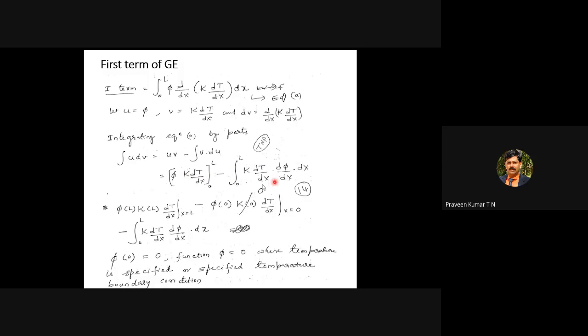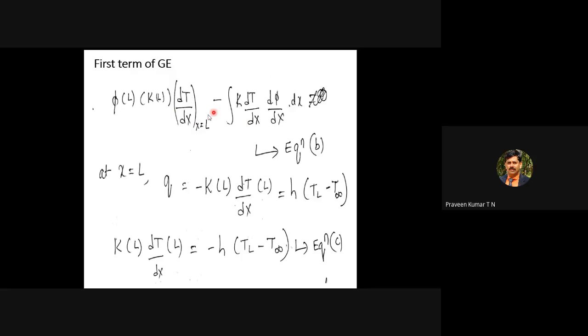Now the second term I am keeping as it is, I have not changed it. The second term you have to integrate once again. Only the first term has been simplified. Here this term vanishes because k of 0 is 0. Minus we have the second term as usual. So phi of 0 is equal to 0. That is a standard function. Function phi is equal to 0 where temperature is specified. We have specified the temperature boundary condition. When phi is equal to 0, it means temperature is specified. Whenever a temperature is specified, phi becomes 0. That is the first part you have to remember.